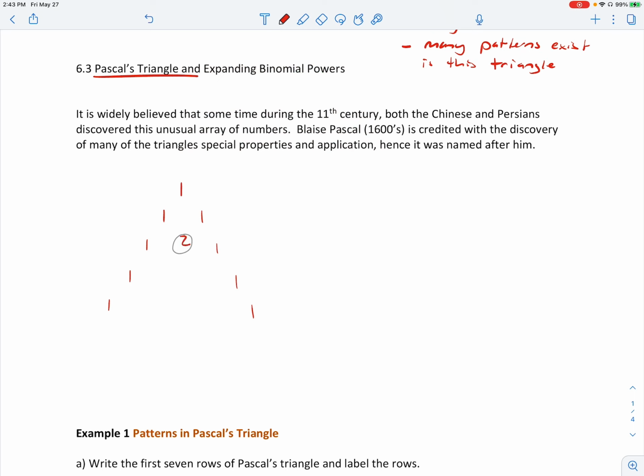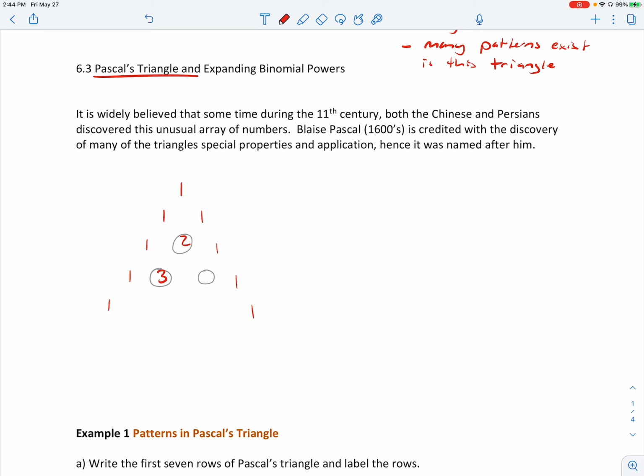Now to continue filling this out, to get this spot right here, I'll put that in gray again. We'll get that spot and this spot here. We need to add the numbers that are directly above. So what's directly above here? Well, we have this spot and this spot. We need to add those together. 1 plus 2 gives us 3.